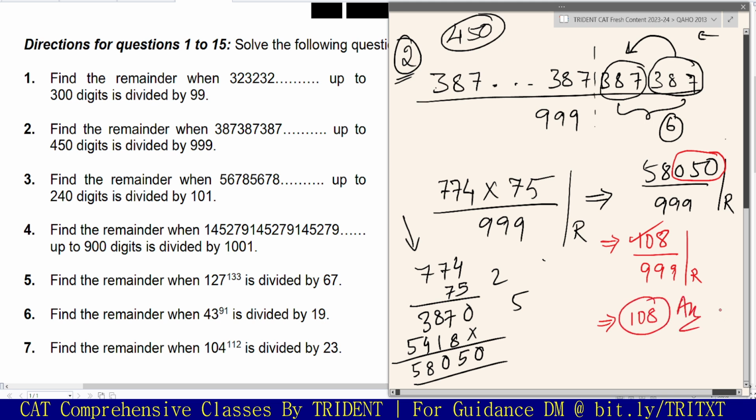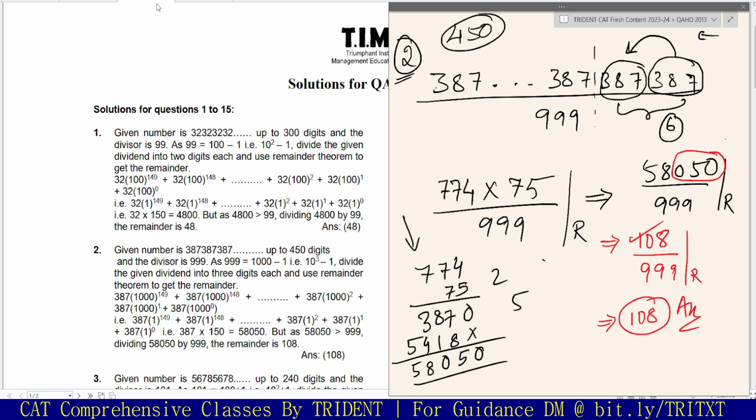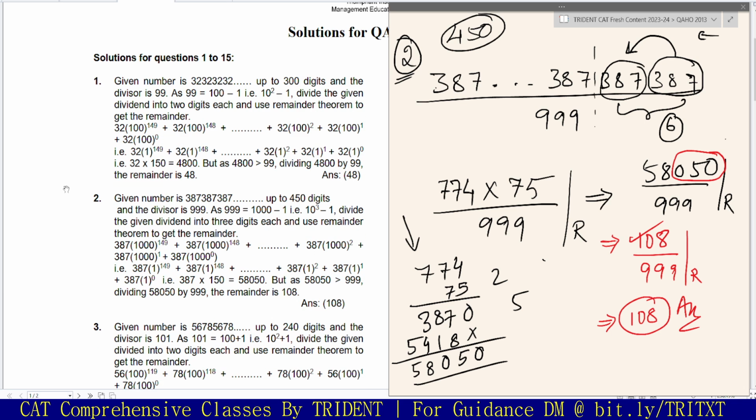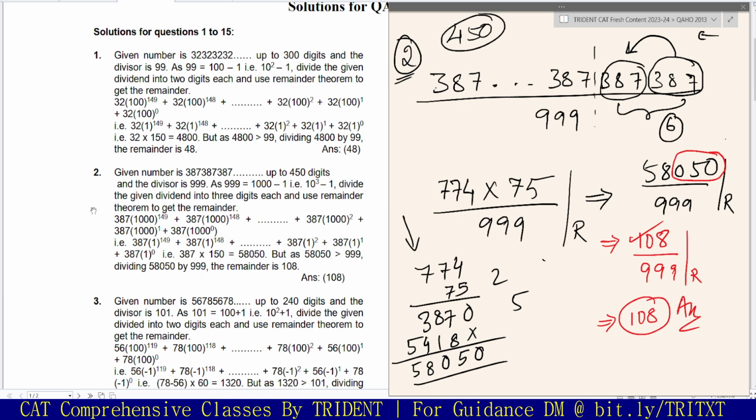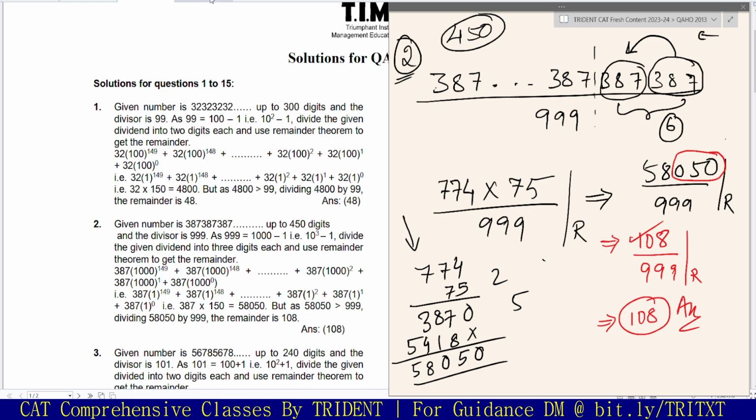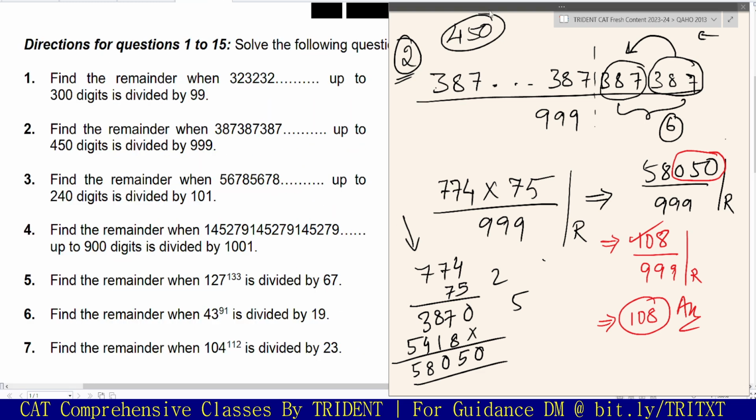If you do not agree with me, I can show you the answers also. Let's see if I can. Yeah, so these are the answers. Hopefully you can see, you can zoom in at your own perusal. You can also see the solutions, how the TIME Institute people have explained. If this explanation makes sense to you, great. If not, then you can stick to my methods.